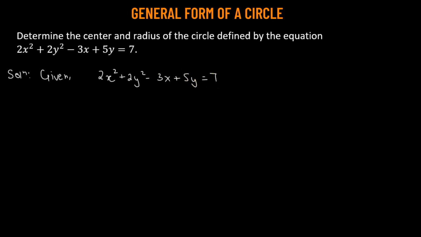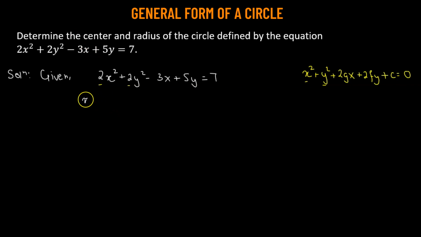Now we'll try to rewrite this equation in the general form, which is given by x squared plus y squared plus 2gx plus 2fy plus the constant c equals 0. In the general form, the coefficient of x squared as well as y squared is 1, but in our case the coefficient of x squared and y squared is 2. So that means we need to get rid of it.